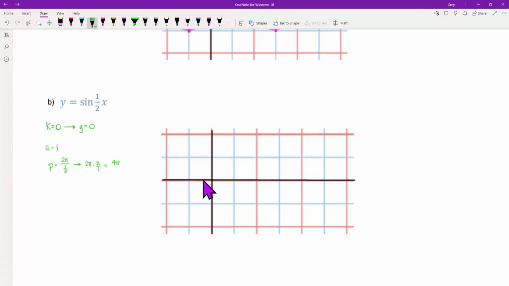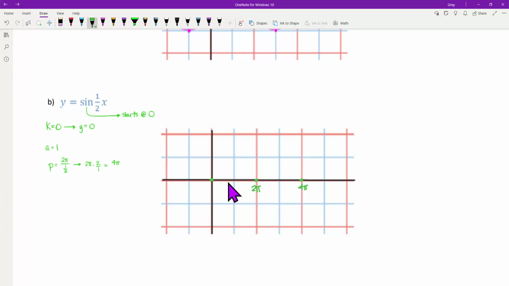out 4 tick marks. Always go out 4 tick marks, y'all. 1, 2, 3, 4. That is 4 pi. Halfway is 2 pi. And now I'm ready to start graphing. And my sine function starts at 0, so I'm going to start at 0. At the end of my period is a 0. Halfway between is a 0.